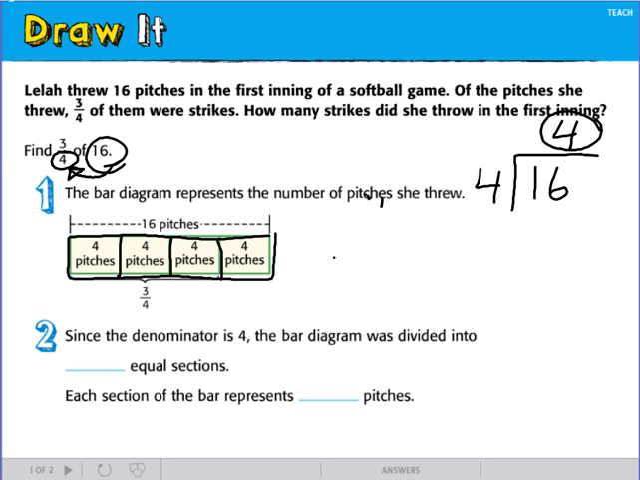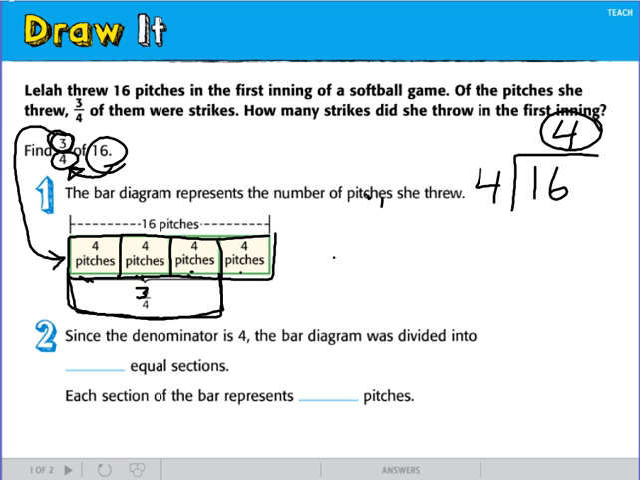So each one of our places on our bar diagram represents one of our groups. So how many pitches are in each square? 4. Now, our last number, the numerator, tells us how many of those squares we're looking for. So what's our numerator? 3. So we come down here. We can see it's 3/4 right there, right? So we're going to count 1, 2, 3. How many pitches are in those 3 squares? Yes, sir? There are 12 pitches.